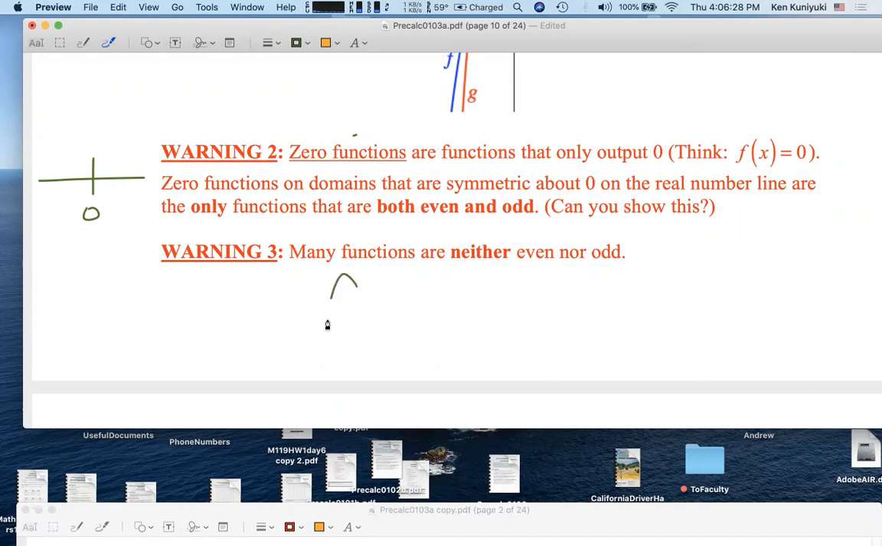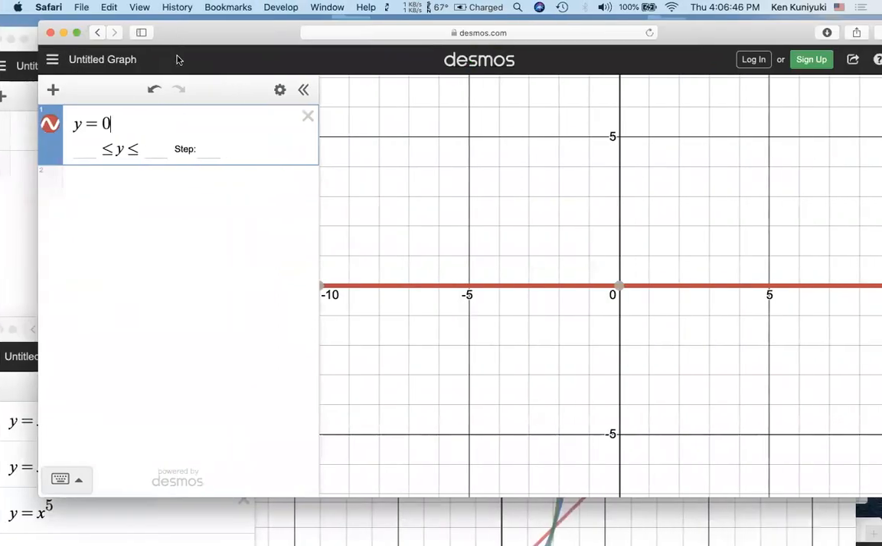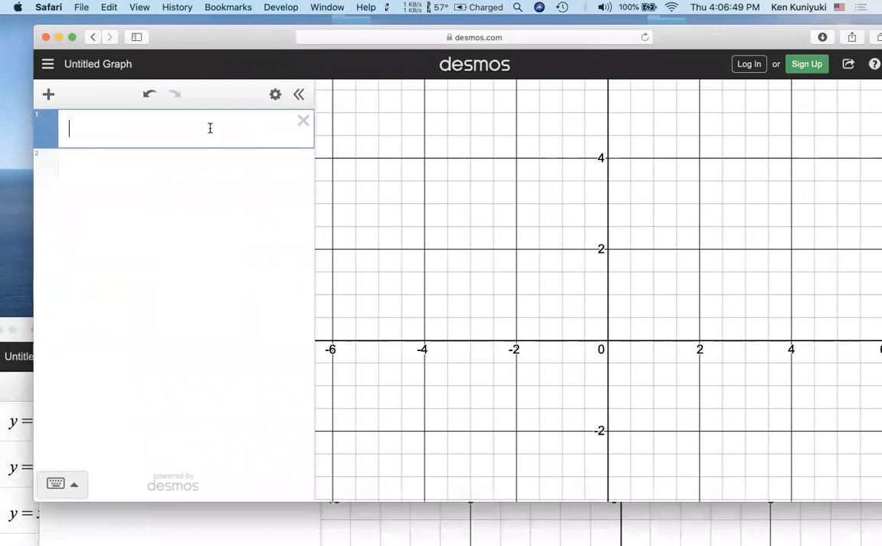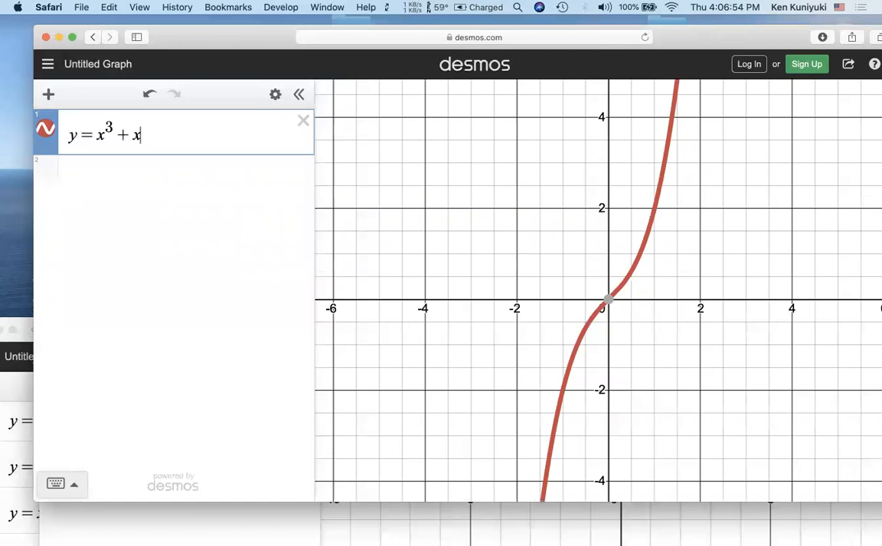Although many functions are neither even nor odd. If I give you something like f of x equals x to the third plus x to the second, is that even? Is that odd? No, it's neither. It's neither even nor odd. Y equals x to the third. Hey, that's our nice snake. But then try to add x squared. That's messed up. We lose both even and odd symmetries. It's neither even nor odd. That's typically the case when you add an odd and an even function that aren't zero.